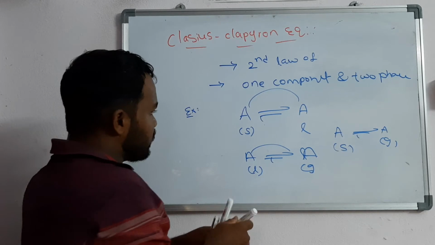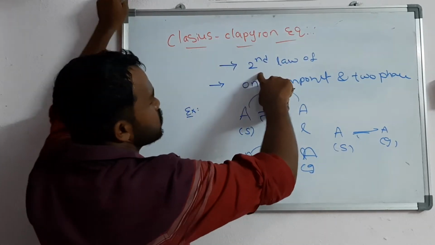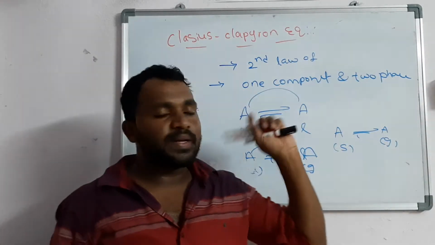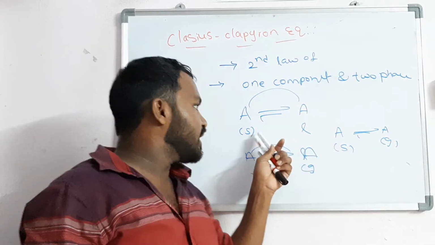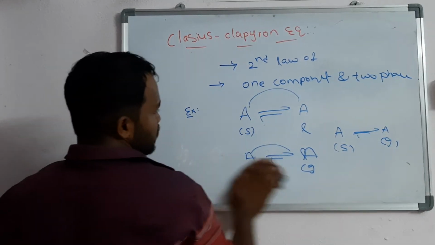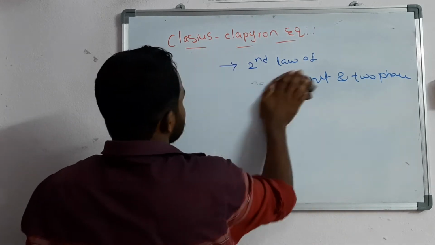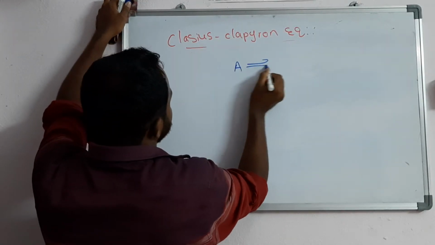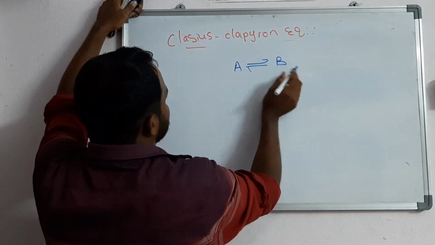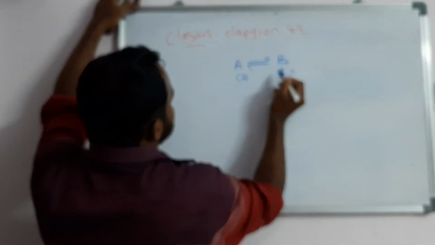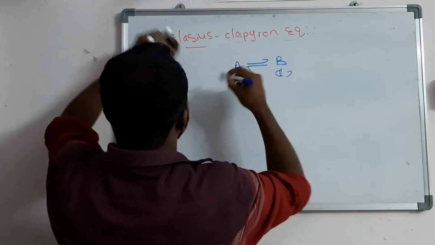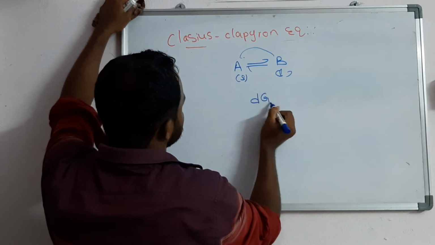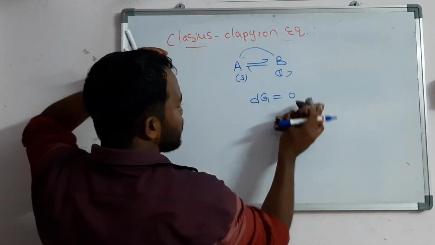So now we will see the derivation. It is an application of the second law of thermodynamics. It is also mainly applicable for the one component and two phase system. For example, solid to liquid, liquid to gas, and solid to gas. If I consider the Gibbs free energy dG, if I consider A to B, the same component at different phases, for this system dG is equal to 0. You can say that delta G is equal to 0.